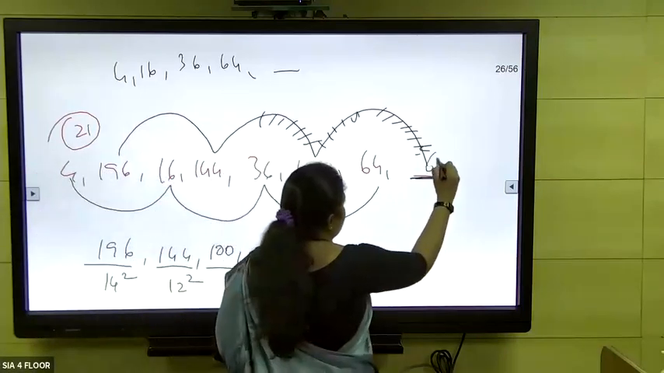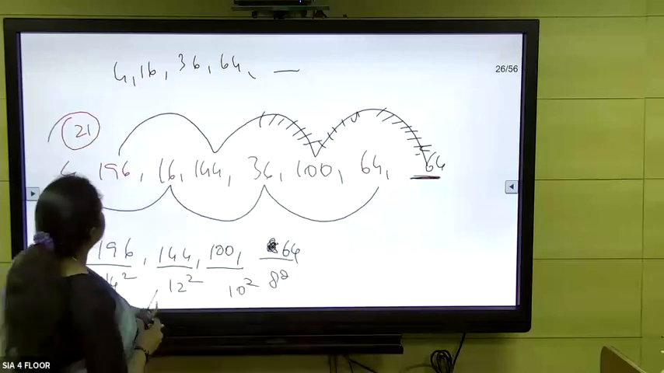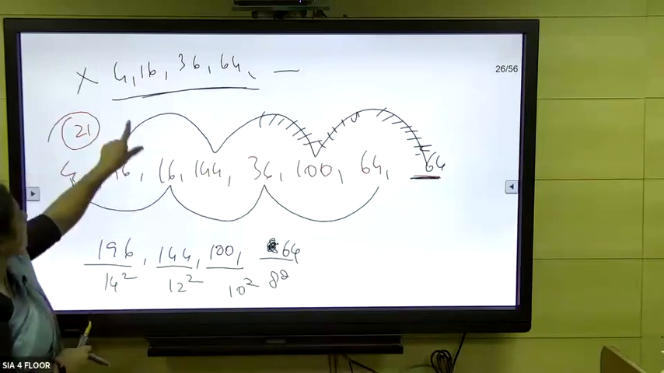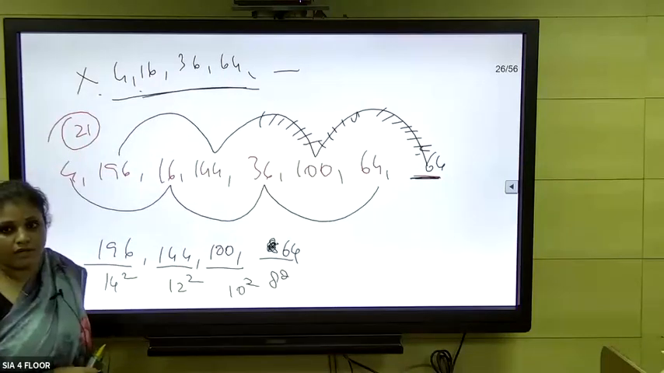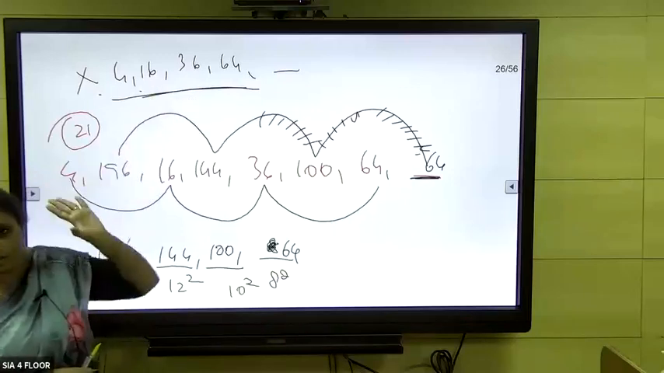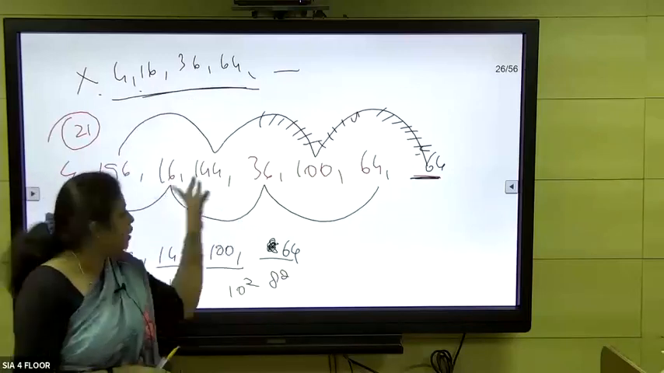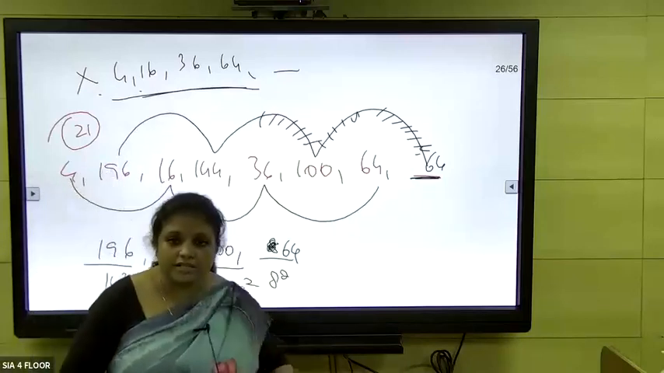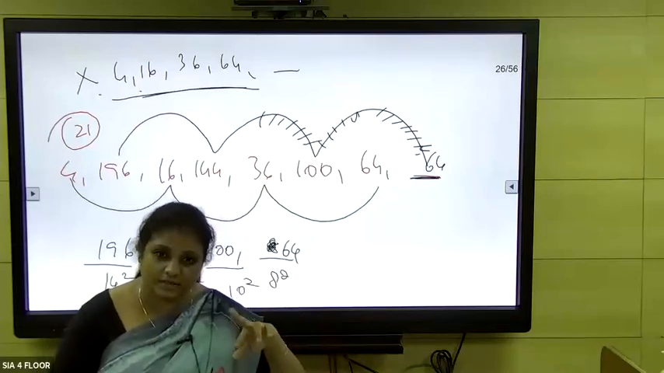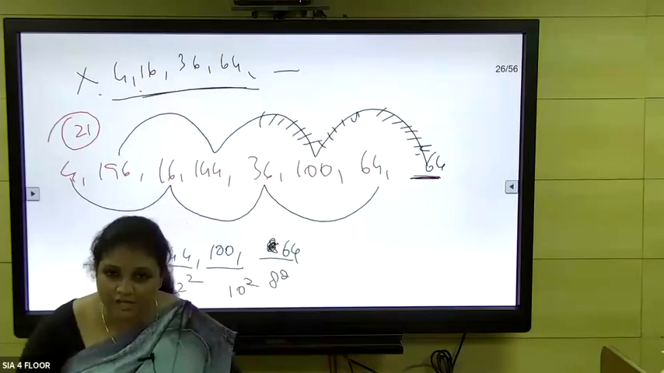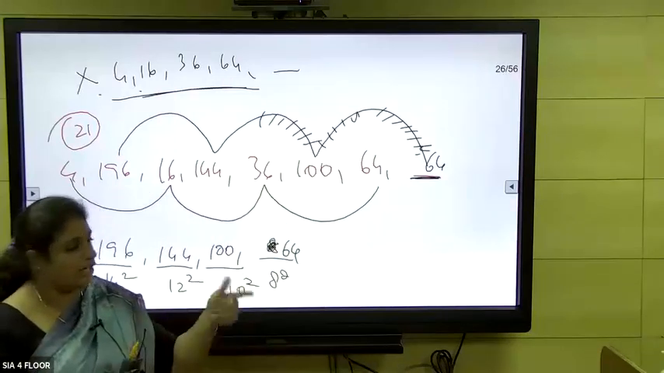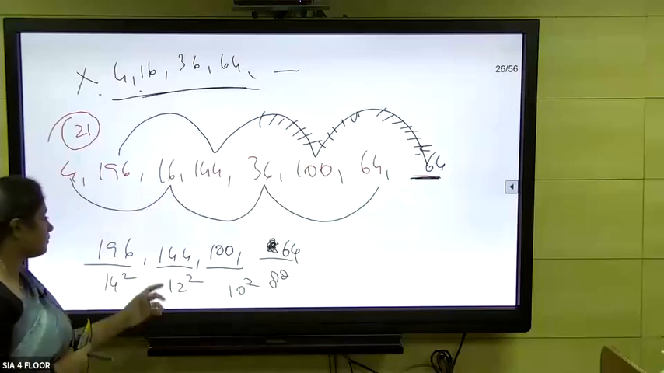Now I want to tell you one more thing. We don't have to consider the other sequence to find the answer, but it should also have some logic. If there is no logic, you cannot take this as a correct sequence. If you're not finding the logic for one in the dual sequence, you cannot take the other one either. Both should have some meaning.